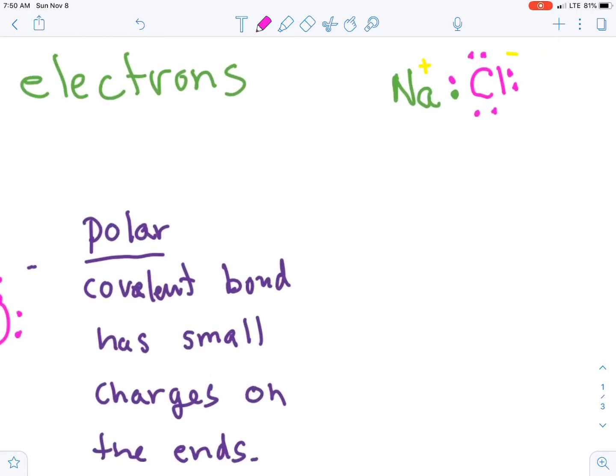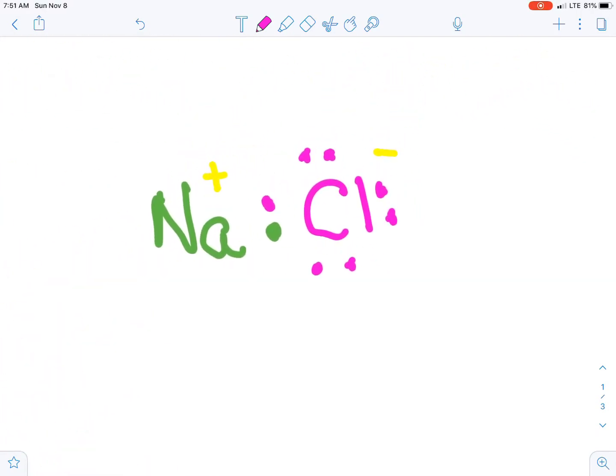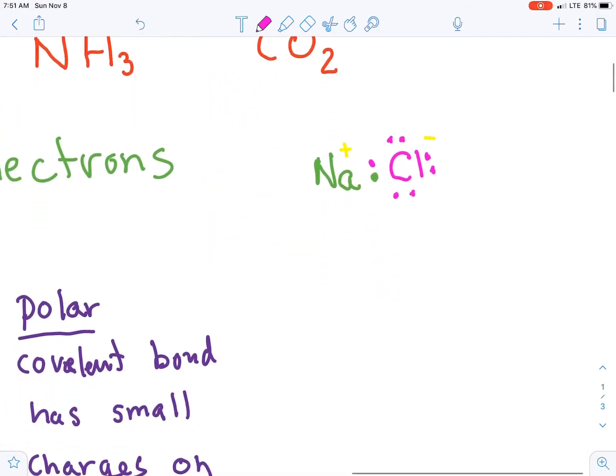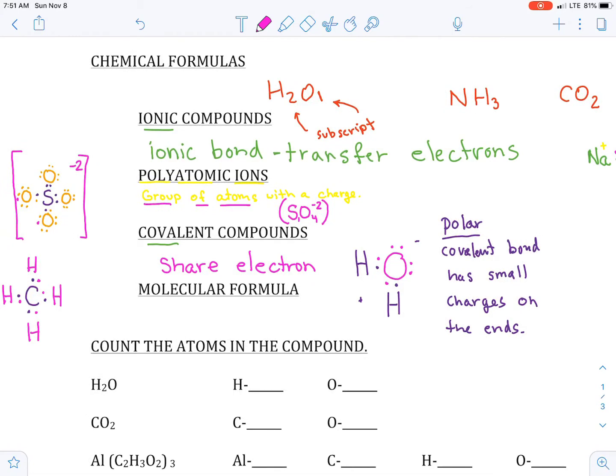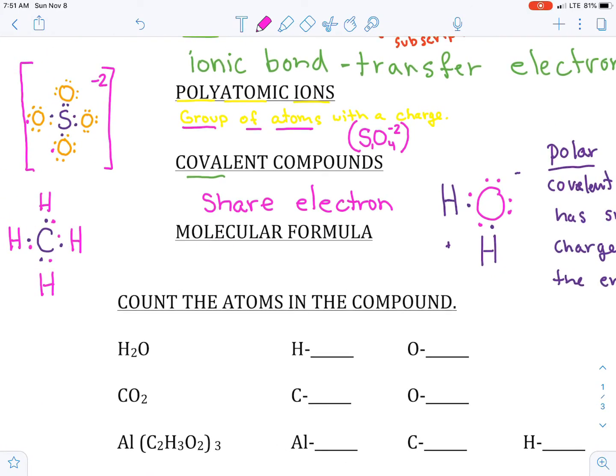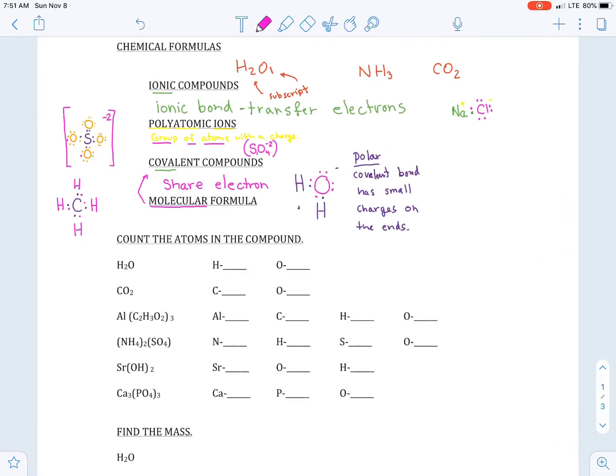We can also draw pictures with the ionic bonds, but it's just not quite as helpful. So most of the things you'll see will be molecules when they're drawn in the electron dot form. Now I just said this word twice. Molecular formula. Okay, that's just the cue for covalent. So if it's a water molecule or a carbon dioxide molecule, that means it's a covalent bond. They're sharing electrons. Okay. All right. And that's our preview.